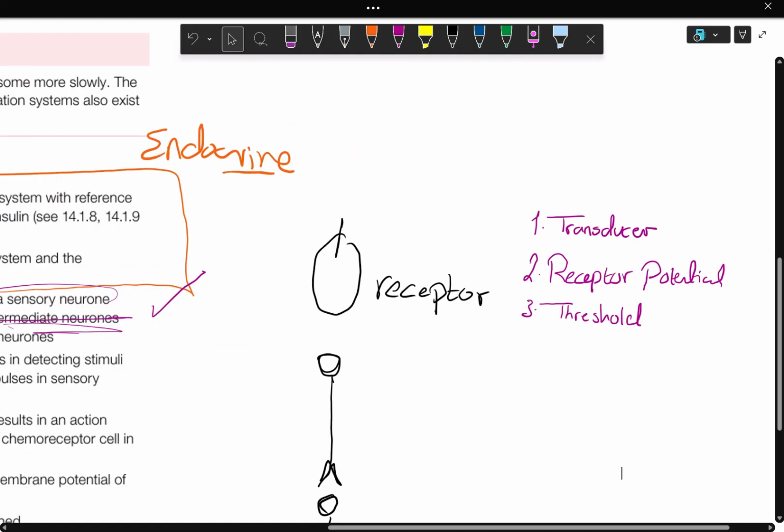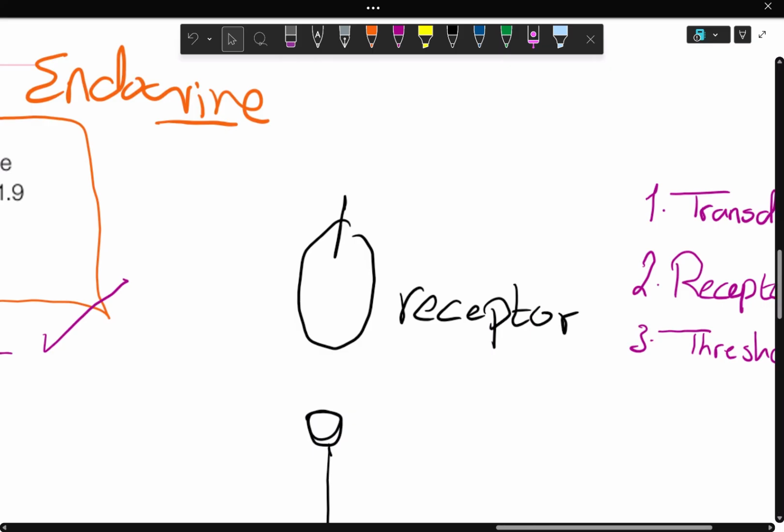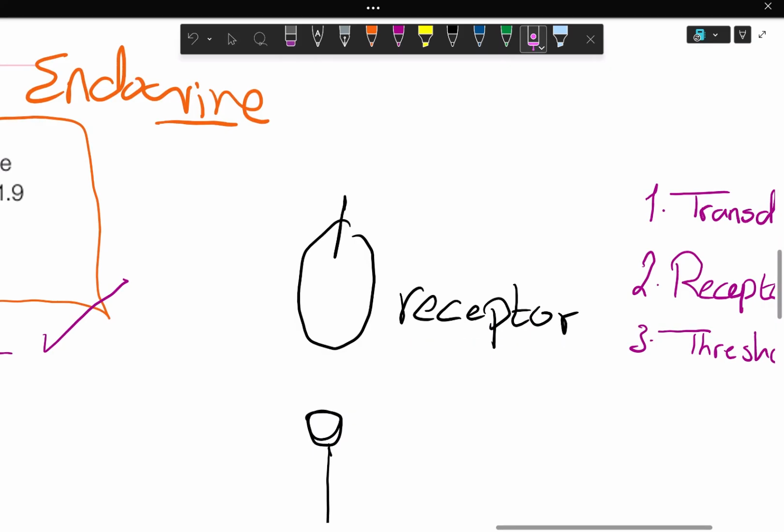So let's look at this receptor here. This is a type of receptor. Let's call it a pain receptor. We have a receptor for each sensation. So the pain receptor detects any sort of pain. Let's say we got pricked by a pin. When you got pricked by a pin, here we have kinetic energy. Your body does not understand kinetic energy.